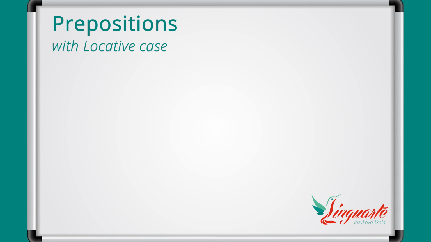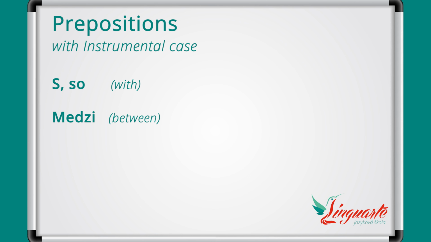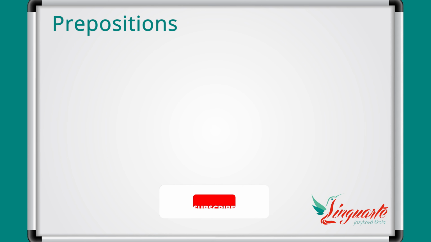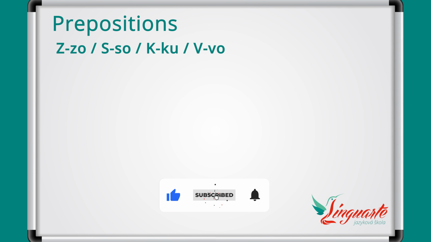Prepositions using the locative case are o, about, po, after, v alebo vo, in. Prepositions using the instrumental case are s alebo so, with, medzi, between, pred, in front of, za, behind, pod, under, nad, over.